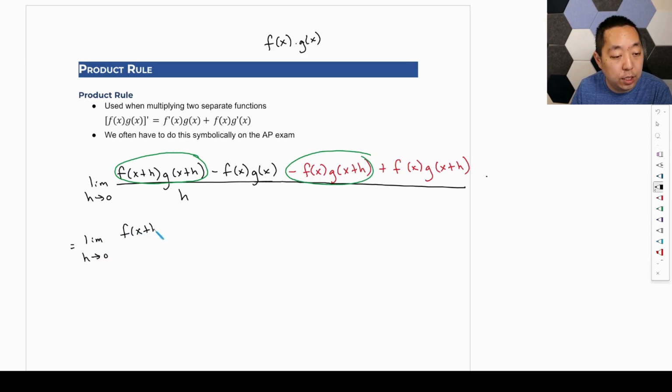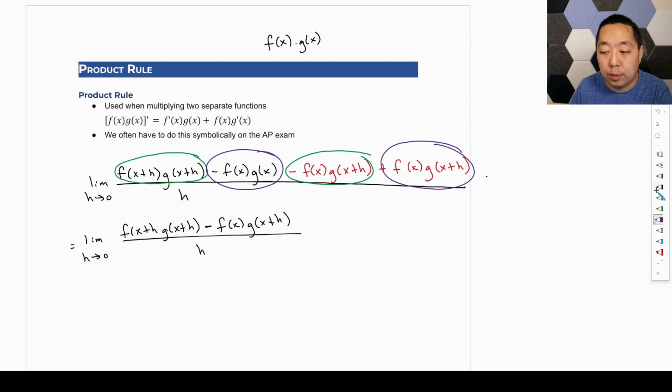f of x plus h, g of x plus h, minus this part here, which is f of x, g of x plus h. So that's the green part there. And now we're going to group these two guys together in purple, and I'm going to write it in a very specific way. I'm going to write this one first. So plus, and I'm just going to split it as separate fractions, which I can. That's totally fine.